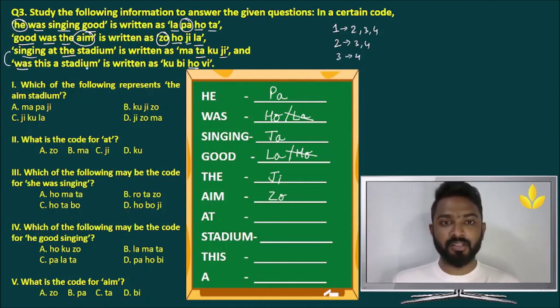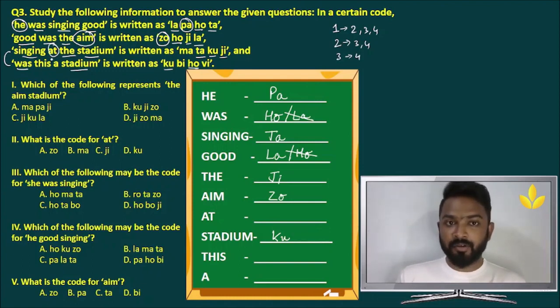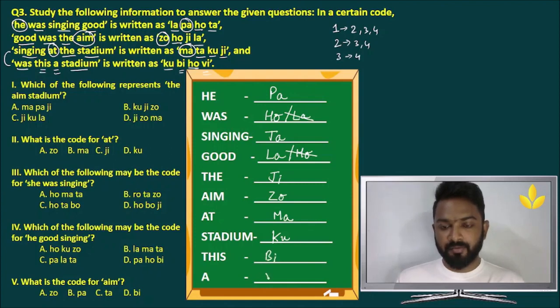Singing at the stadium, was this a stadium? Stadium is the only thing that is common. Which code is common? We have ma, ta, ku, ji, ku. Ku is common. Yes. So stadium is definitely ku. And at is the only thing which is unaccounted for in the third one. So is ma over here. So at is definitely ma. This is ku. And in the last one we have this and a, and we have b and v. So this and a could be b, v, or it could be v, b. These are all the codes.